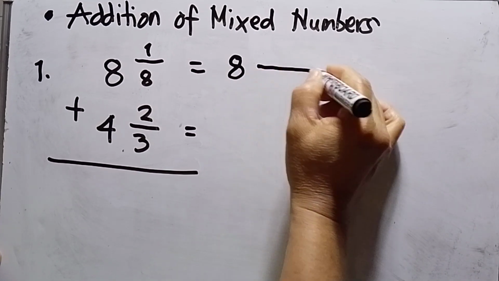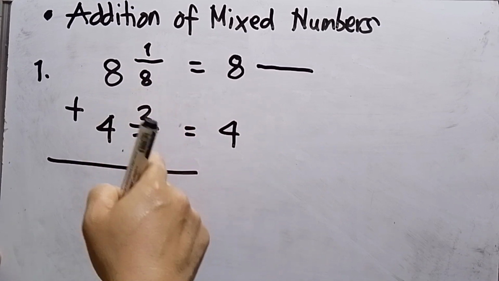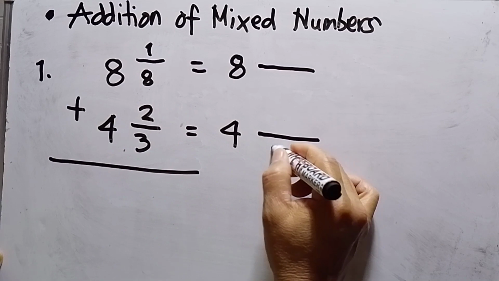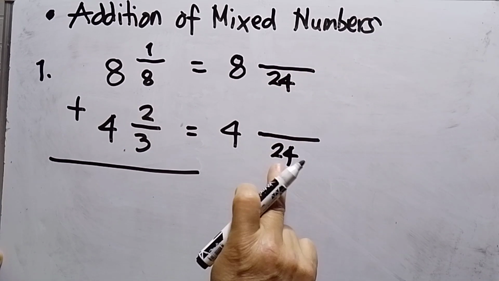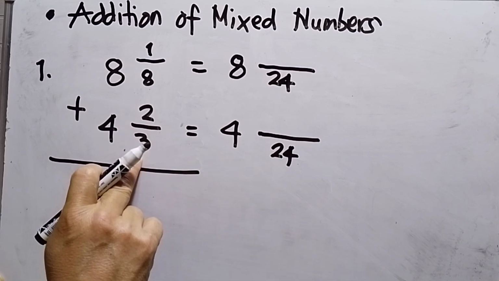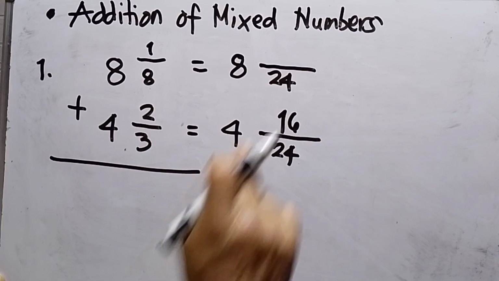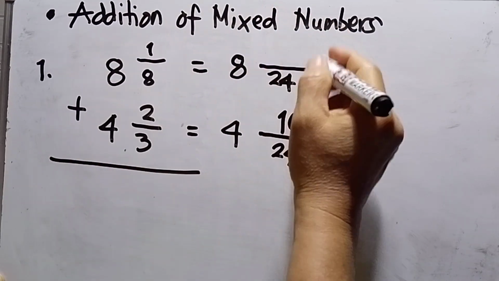And then find the LCD between 8 and 3. So the LCD of 8 and 3 will be 24. So 24 divided by 3 is 8, times 2, 16. Then next is 24 divided by 8 is 3, times 1, that will be 3.